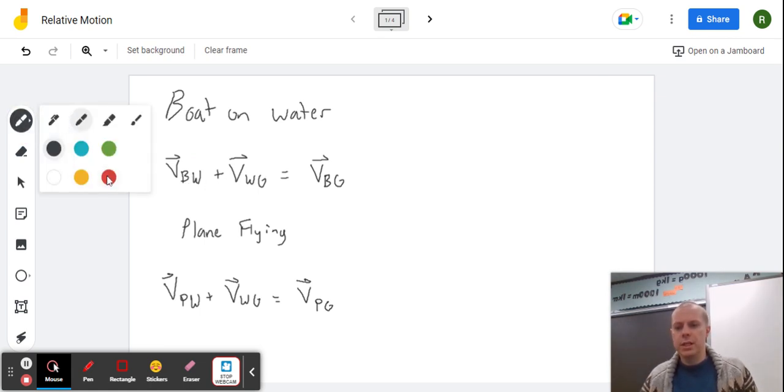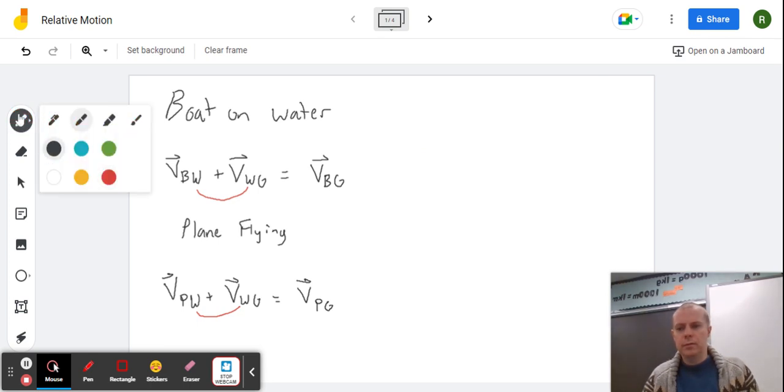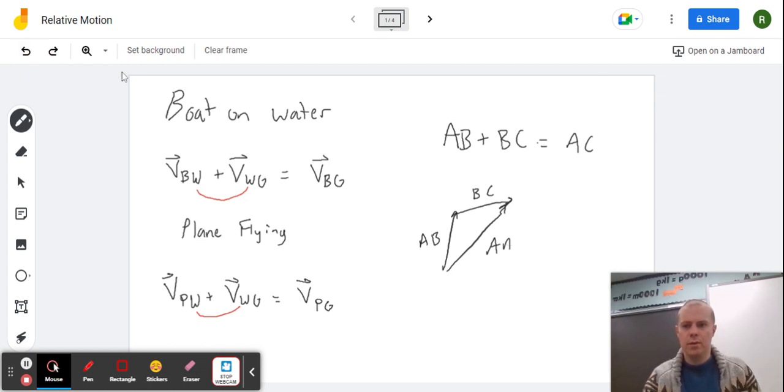In order for these things to work, the middle part here, part of vector notation, is that these have to match. So BW plus WG gives us BG. PW plus WG, so these W's on the inside are connected. So that means we can add them together. It's the equivalent of like I had vector AB plus vector BC. The end result is that I get vector AC. So if I had AB and I had BC, the end result I get is AC. So that's all that's going on here.